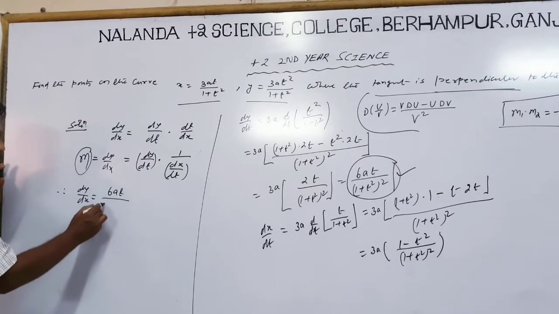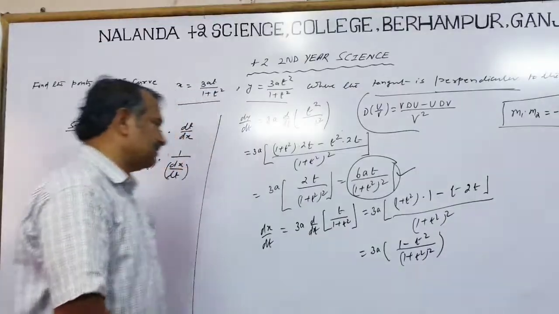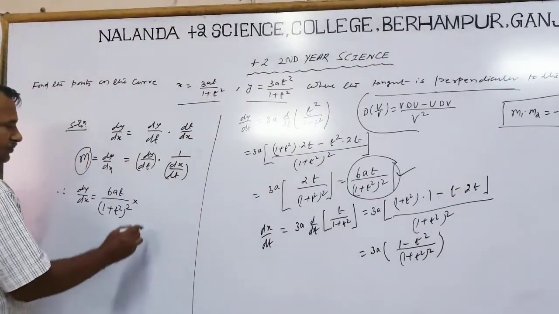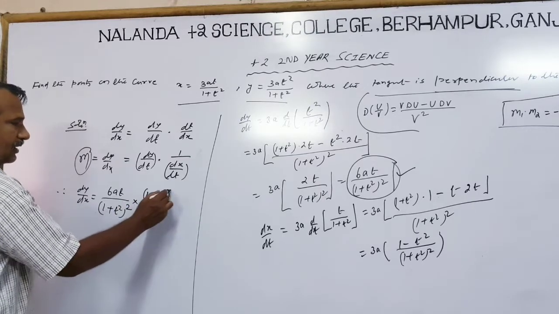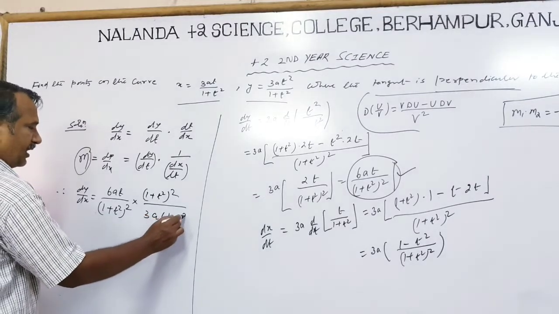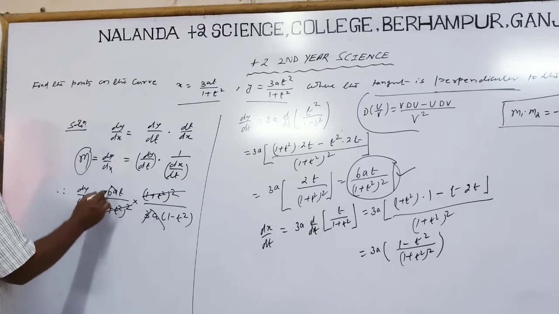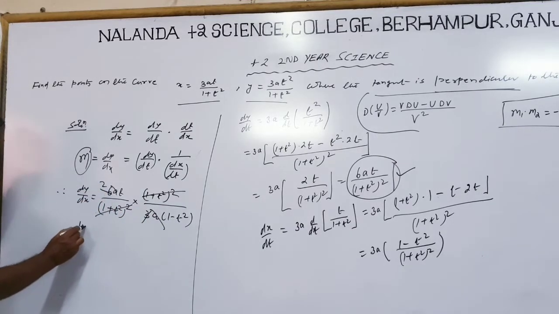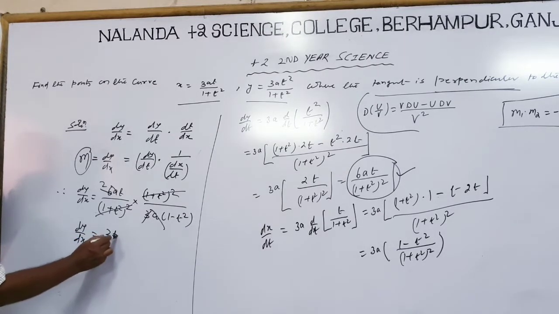6at by (1 + t²) the whole square. Then, what is dx by dt? This is dx by dt, or (1 + t²) the whole square divided by 3a into (1 − t²). Okay, the a cancels out, and 3 and 6 reduce. So dy by dx equals how much? 2t by 1 minus t².